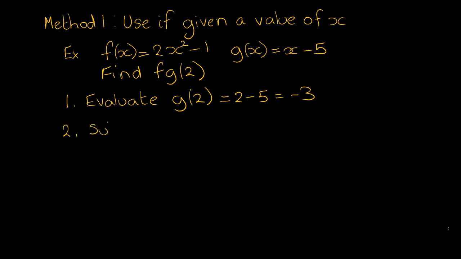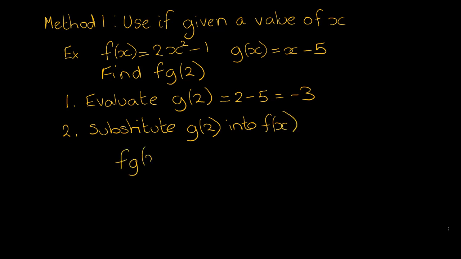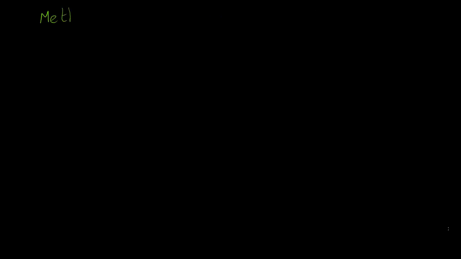Then we're going to substitute g2 into f of x. So that gives us fg2 equals 2 brackets minus 3 squared minus 1, which is 2 times 9 minus 1, which is 17. So method 2 is for when you're not given a value of x.